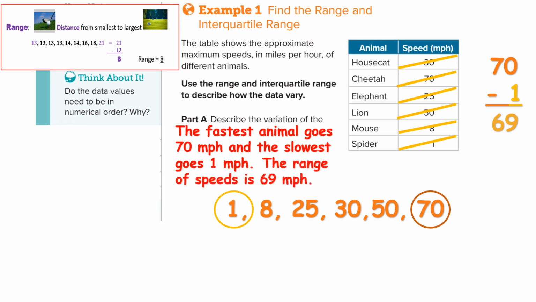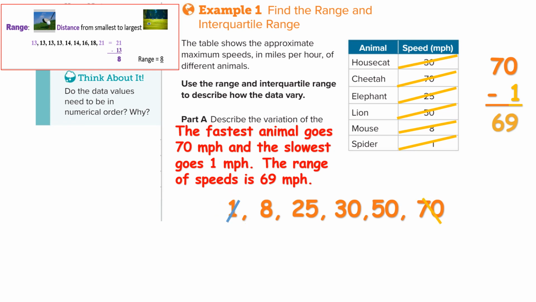Now notice these are sentences. On your assignment, you're going to be expected to write these sentences. And on these examples, I'm going to give you the same type of answer each and every time. So when I talk about the range, I'm going to indicate the fastest and the slowest, the highest and the lowest, whatever two numbers we're going to use for the range, and then I indicate what the range is, because range is always a measurement. I want to look at the data and figure out what the label is. So a complete answer to describe part A is: the fastest animal goes 70 miles per hour and the slowest goes 1 mile per hour. The range of speeds is 69 miles per hour.